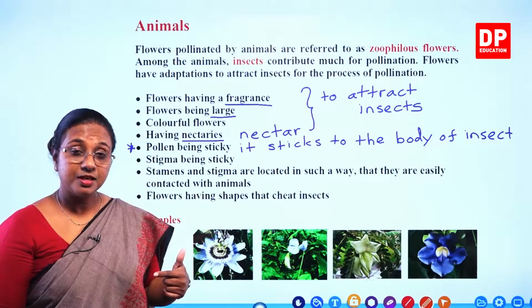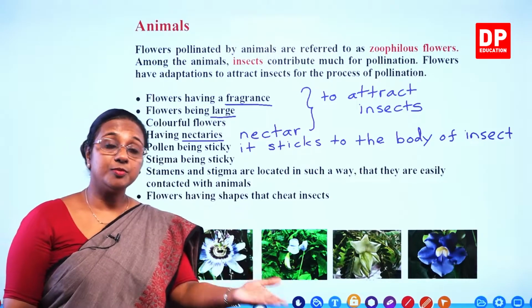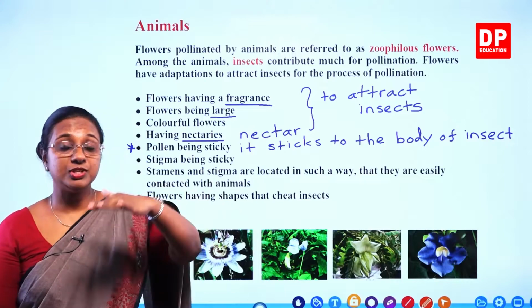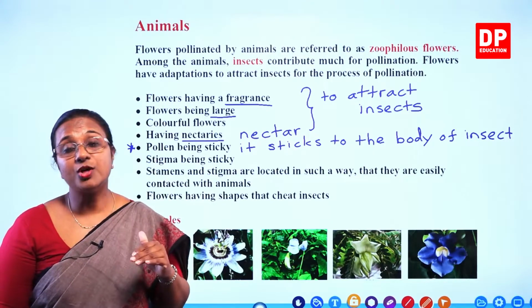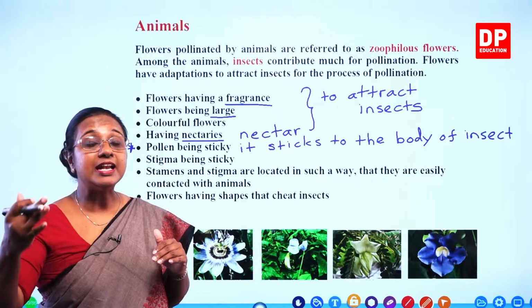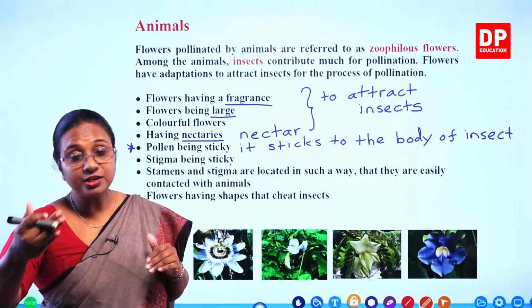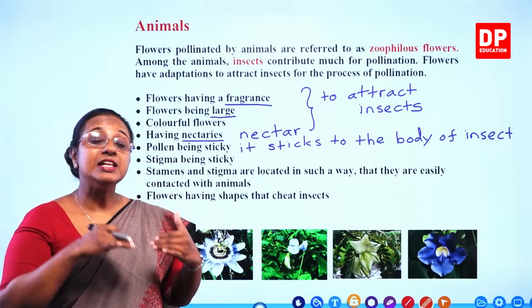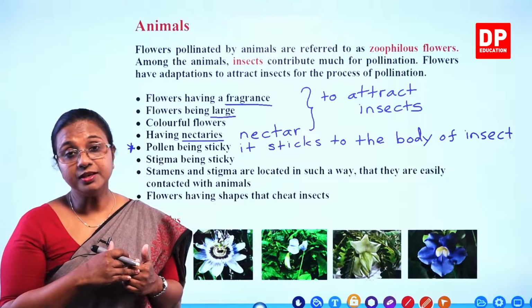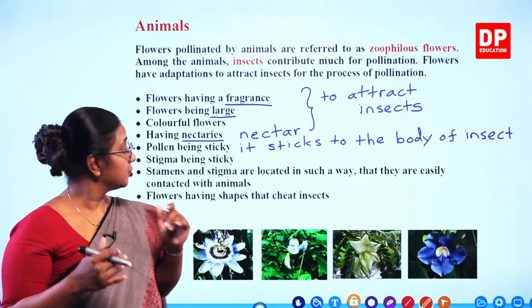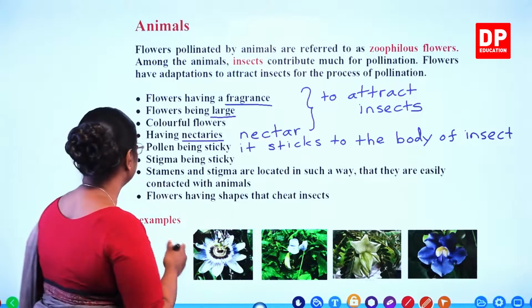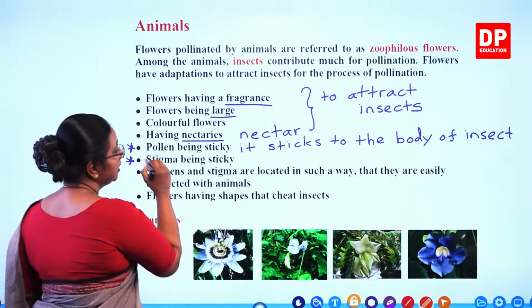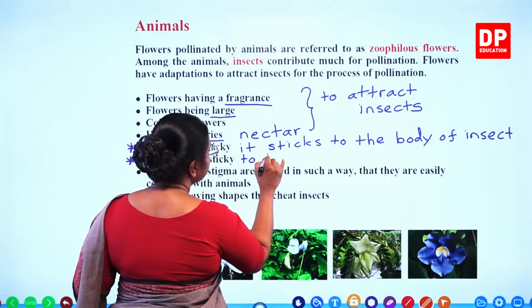Then what happens? Initially the pollen sticks to the body of the insect, then they fly to the second flower. When they sit on the second flower, the pollen that is attached to the body of the insect will stick to the stigma of the second flower. So, the stigma being sticky is also important.